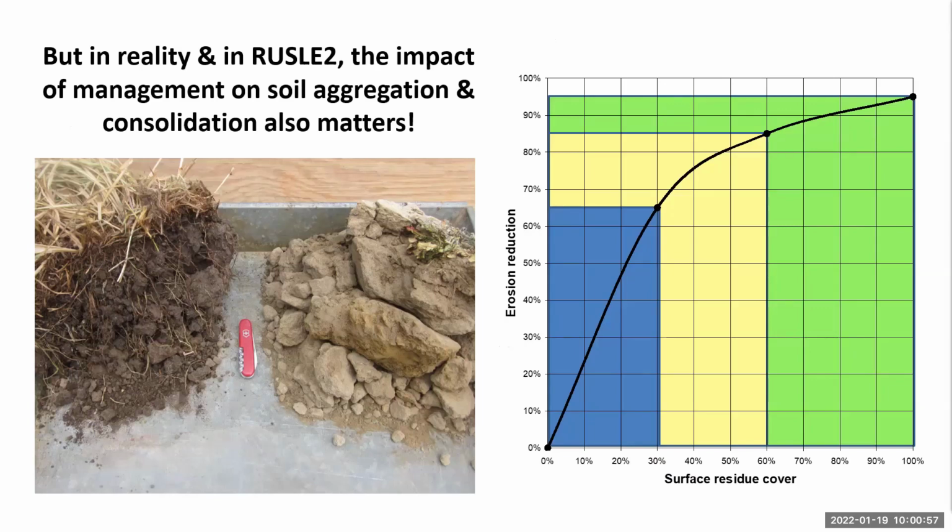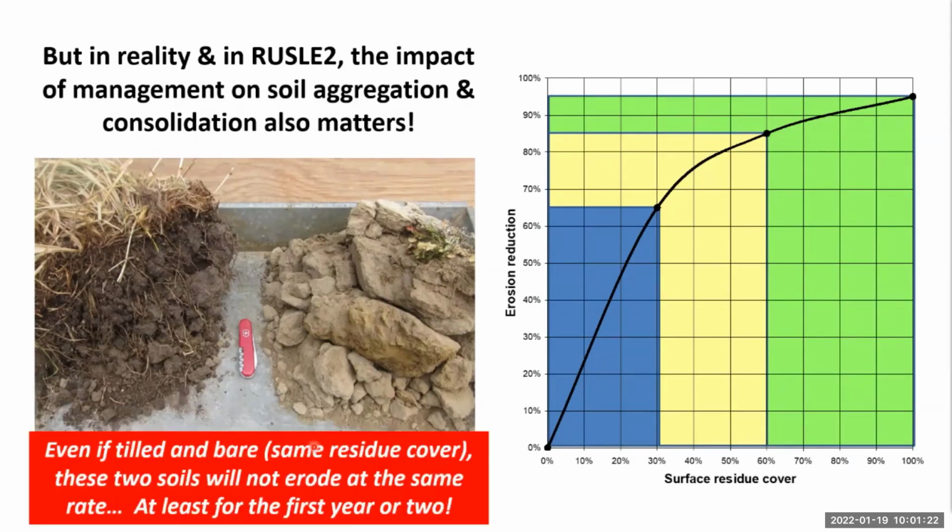In reality and in RUSLE2, the impact of management, how good a sponge you build, is also important. So I'll give you an example. Look at these two soils, same soil type. They're from across the road from each other. If you tilled this one up for the first time, which is what I did when I pulled it out of the ground, put it in this tray. If you tilled this up and you tilled this up and they have the same amount of residue, even if it's tilled and bare, same residue cover, these two soils are not going to erode at the same rate, at least for a while, until this soil starts to degrade more.